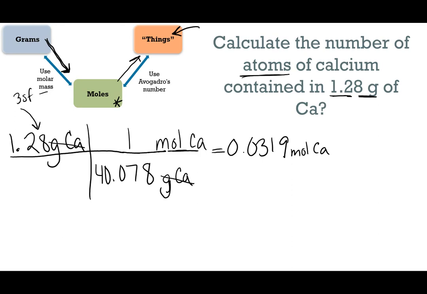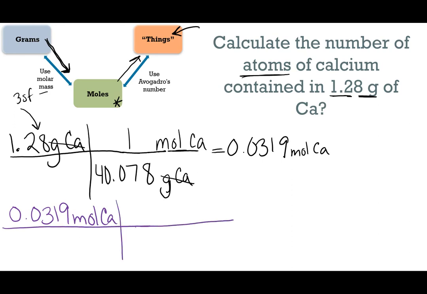So what I'm going to do is take that information from the first problem, and I'm simply going to start a new train track. And I'm going to do it in a different color so it doesn't get too jumbled up here. So I'm going to take 0.0319 moles of calcium. Okay. And I'm just simply going to do another unit conversion. So what unit goes on the bottom? Well, now I'm trying to get rid of moles. What unit goes on the top? Well, I'm trying to get to atoms. So atoms of calcium up here.